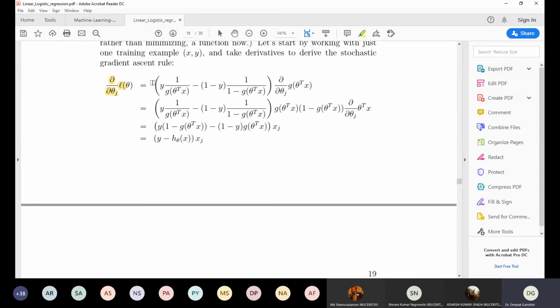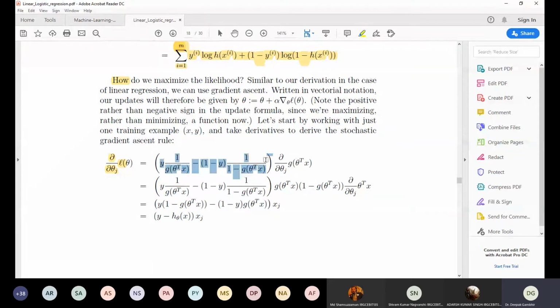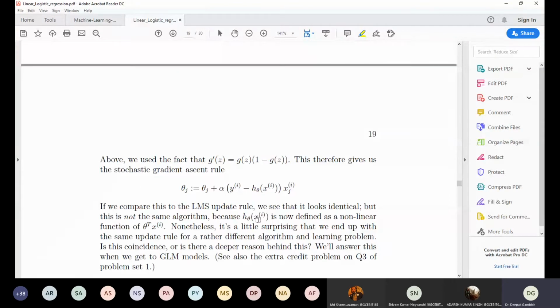It is very easy to solve. It is no problem in solving this. Still, if you got some problem, then we will discuss about these differentiations. Some part requires a little bit of mathematics. So the final output again in this case is the same, y minus h theta x into xj, as we got in the previous case, that is in the case of linear regression. So we will use the same in the gradient descent rule.